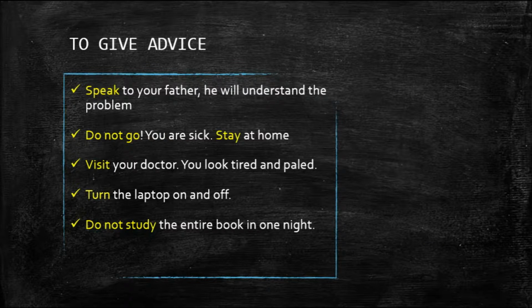The next purpose is to give advice. You advise somebody, okay? So in this case, when you give advice, again you don't really need please, but you can use it. And it's either positive or negative. If it's positive, it's only the verb at the beginning. But if it is negative, you have do not before the verb, okay? So, for example, speak to your father. He will understand the problem, right?